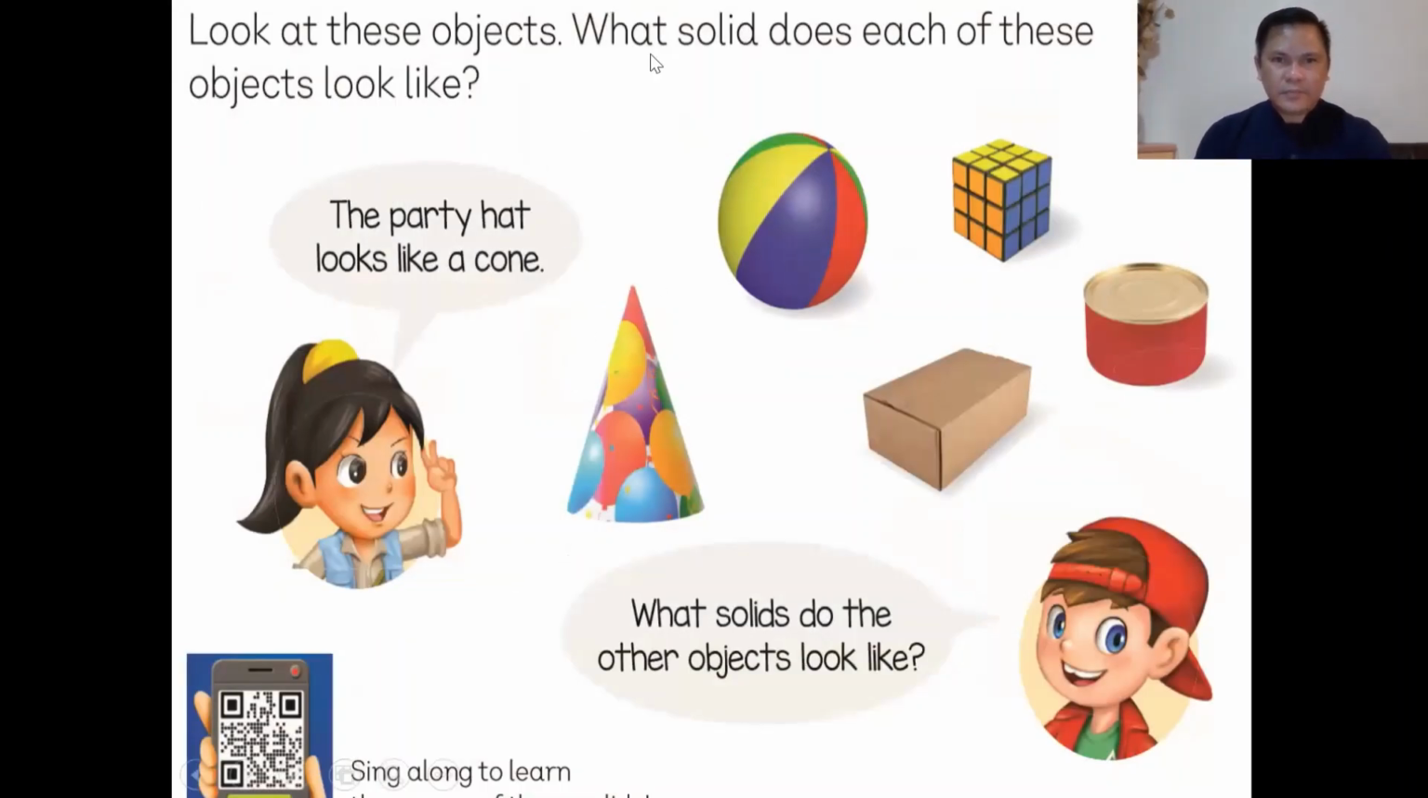Okay, if we look at this object, what solid does each of these objects look like? The party hat looks like a cone. What solid do the other objects look like? When you say solid, it is hard and has flat and curved faces.